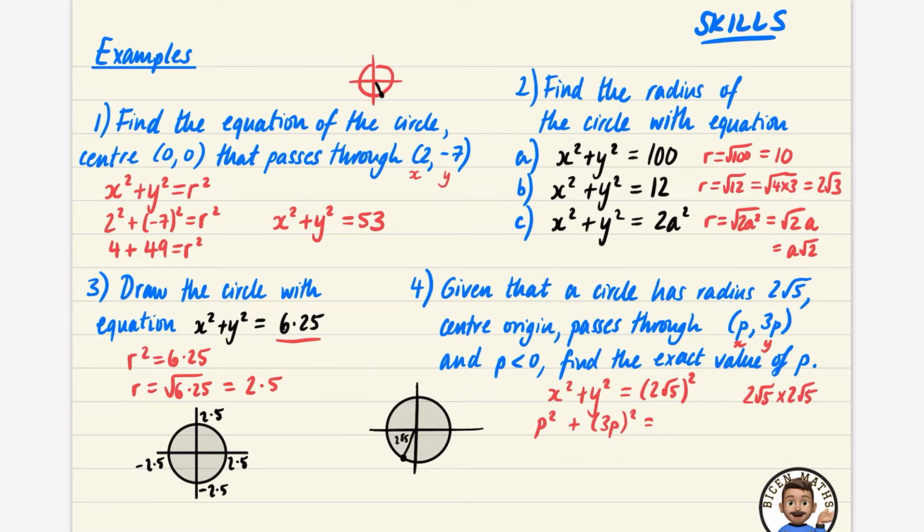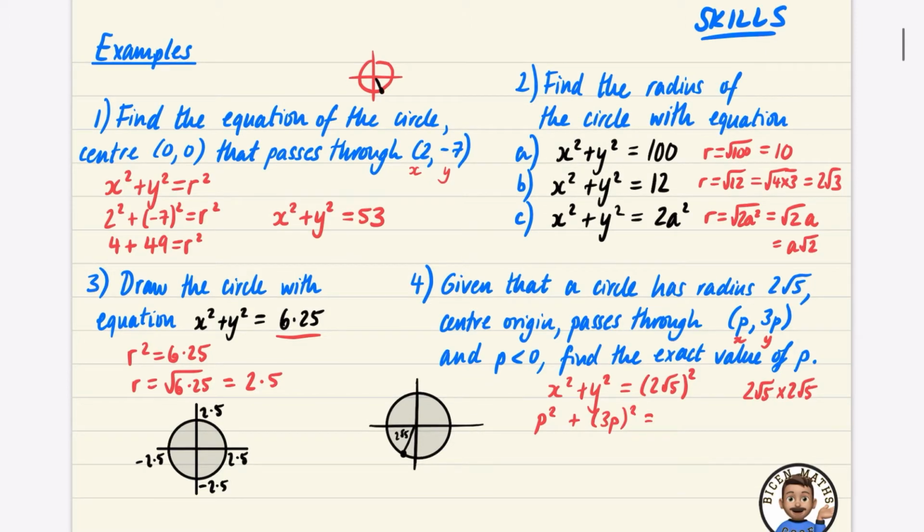Well, the 2 times 2 will give me the 4, and the root 5 times the root 5 is just going to give you 5. So it's actually just 4 times 5, which is 20. So all that's left to do now is actually just solve this very simple equation.